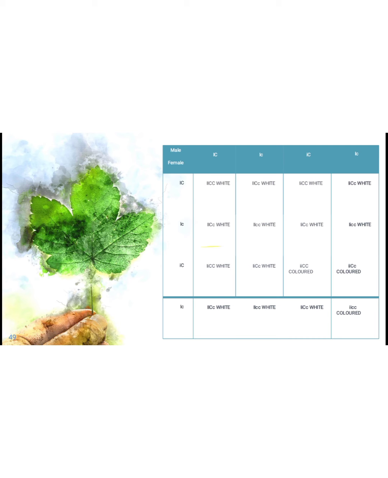What is the result? Thirteen show the white character, and 3 show the color character, which is almost not color character but the dark fleck character. This is known as an inhibitory interaction. Simply, two pairs of characters, two genes are dominant. Out of the two genes, one gene expresses its character and the other gene inhibits its character.